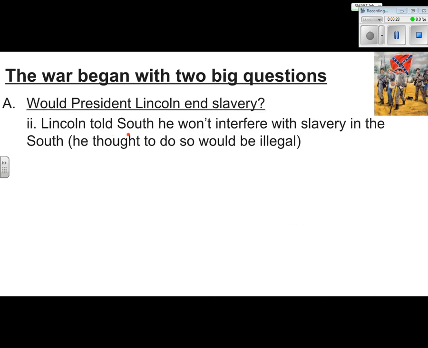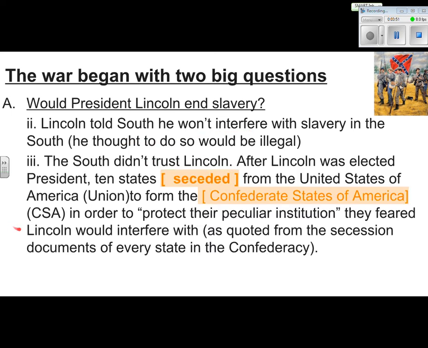Lincoln told the South that he would not interfere with slavery in the South. He went so far as to say, and you read about that in his inaugural address, it's illegal for me to do that. He didn't believe, because he was trained as a lawyer, he thought it would be illegal for the president to say, I end slavery everywhere. So he looked at the South and he said, listen, this is what I believe. I don't think we should spread slavery, but I will not mess with slavery in the South. But the South didn't trust Lincoln.